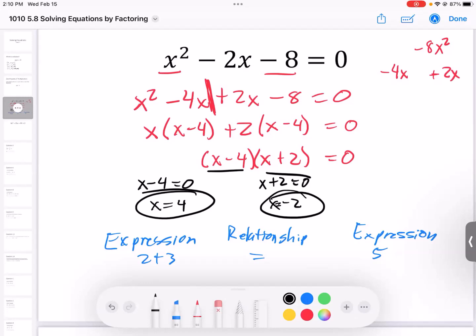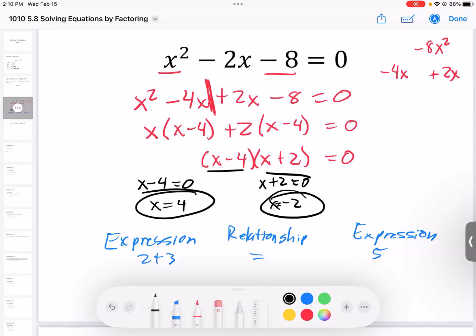Like if this was an 8 or something like that, if you have two things multiplied together, one of the things doesn't necessarily have to be 8, right? Because you could go 2 times 4 is 8. And so the only time that this works is if it's equal to 0.